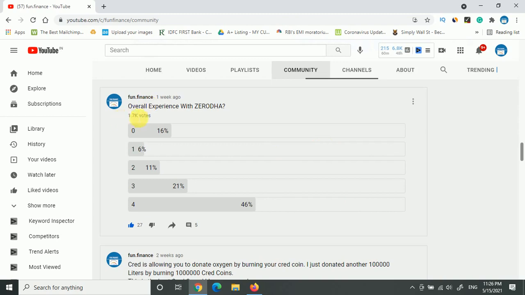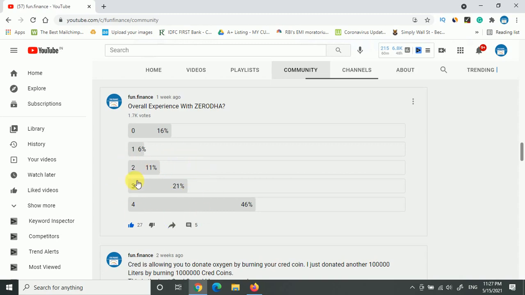channel. More than 1700 people have responded about their overall experience with Zerodha. If you can see, 16% people have given 0 and about 6% have given 1, and all the rest have given 2, 3 and 4. So that is approximately 78%. If you check, this is a very good percentage.